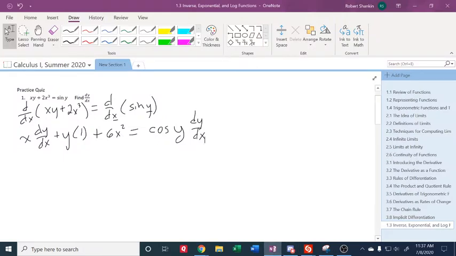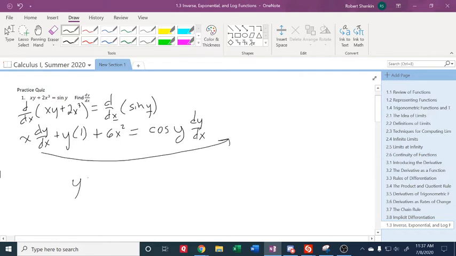So then we're going to move all the terms that contain dy dx to one side. So all I'm going to do is move, and you can do it in either way, but I'm going to move this term over here. So I'll have y plus 6x squared equals cosine y dy dx minus x dy dx.